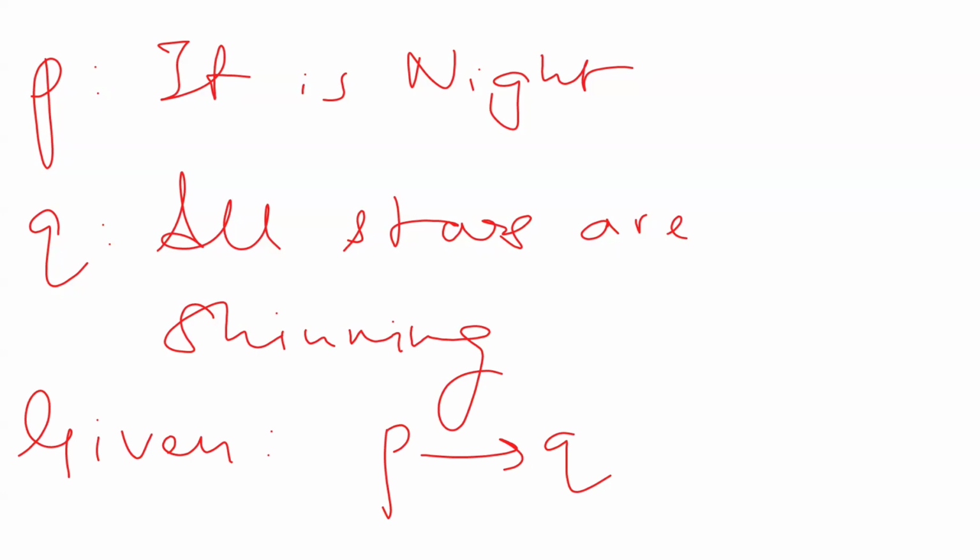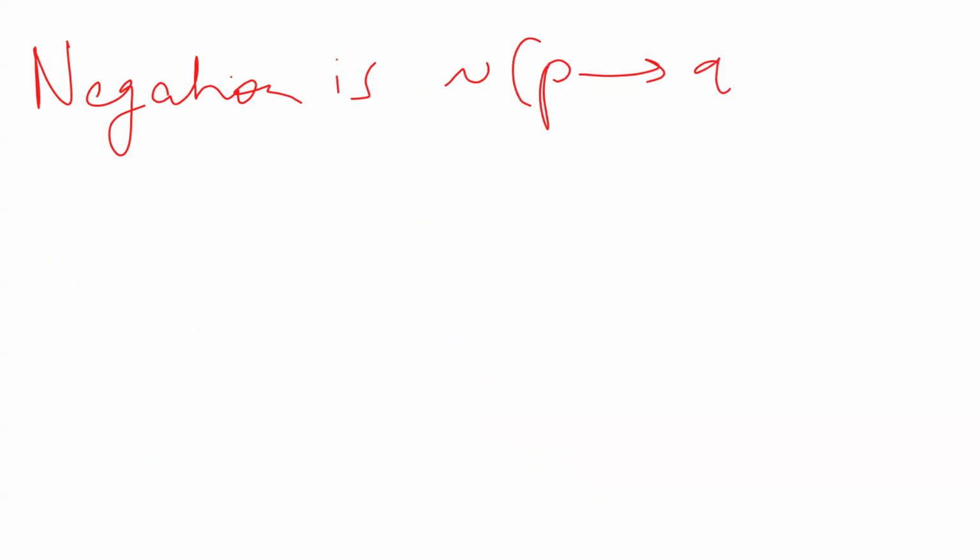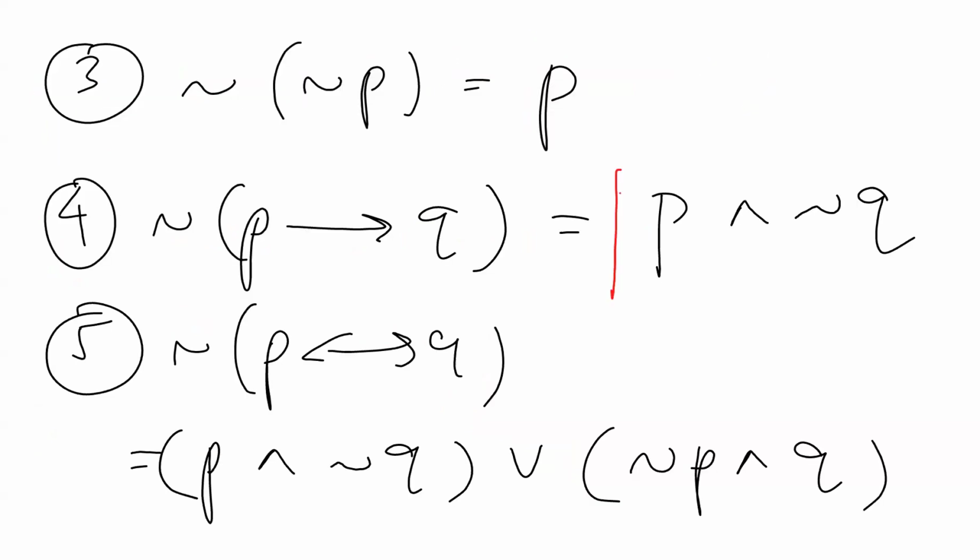Now we have to negate this. And while writing P and Q, don't write if then. That is a logical connective. So negation is negation of P implication Q. Now apply this formula, negation of implication: P and negation Q.